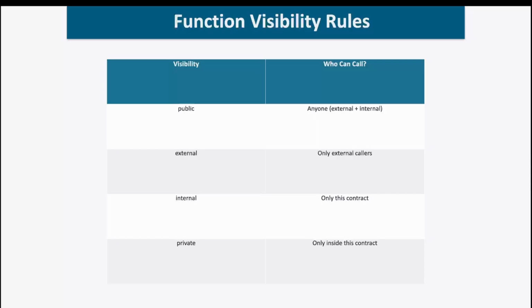It's important, if you don't specify a visibility, Solidity requires you to be explicit. It won't assume. Visibility is a security mechanism. By making functions private or internal, you're saying only specific code can call this. As a contract developer, you want to minimize the surface area. Don't expose functions that don't need to be exposed. This principle of least privilege is fundamental to smart contract security.